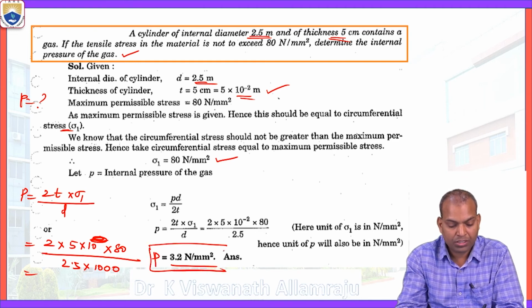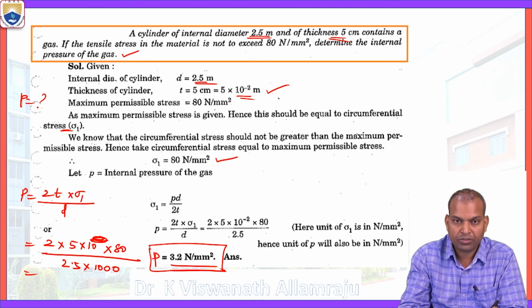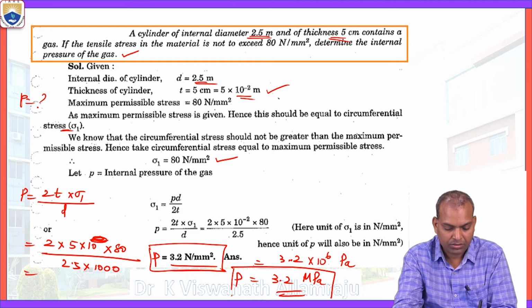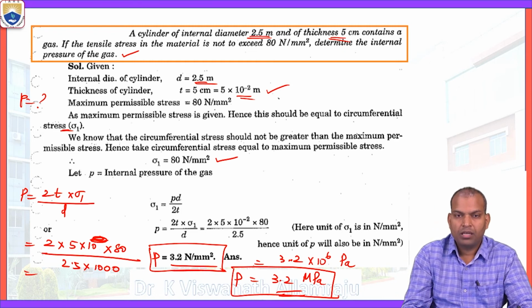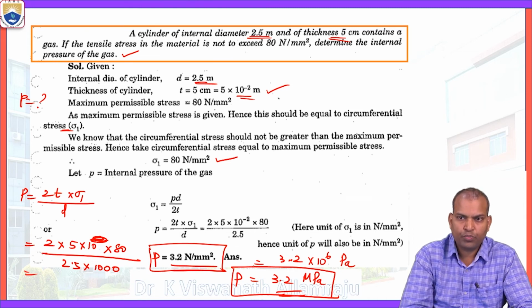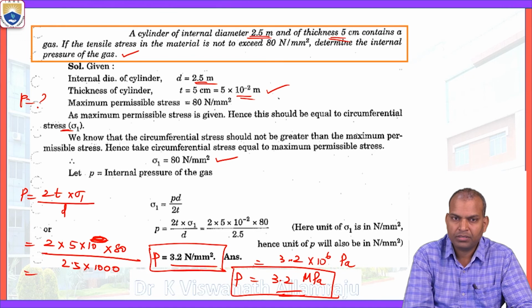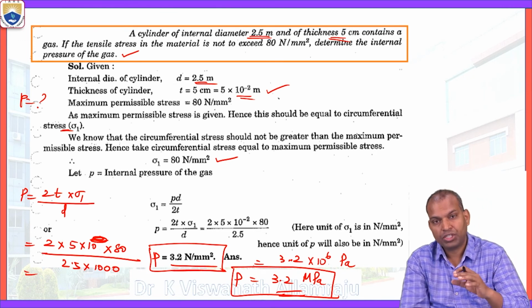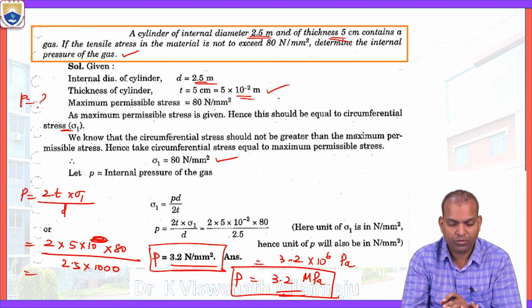the internal fluid pressure is 3.2 Newton per square millimeter, or 3.2 times 10 power 6 pascals, or 3.2 megapascal. So the internal pressure should be 3.2 megapascal. If it crosses the limit of 3.2 megapascal, immediately what will happen? Bursting takes place. In what direction? Circumferentially, bursting takes place. That is the value we have calculated here.